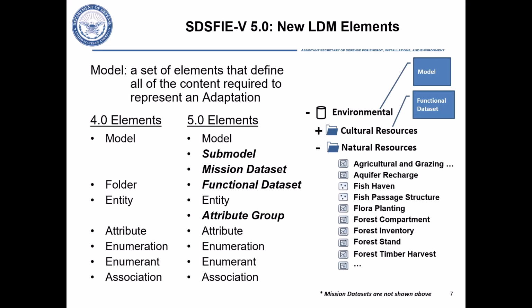The most fundamental SDSFIE-V element, the model, can, from a component perspective, be defined as a set of elements that define all of the content required to represent an adaptation. So, as we now know, the key differences between SDSFIE-V 4.0 and 5.0 is the variety of element concepts that can be housed within a model. In 5.0, we have a significant expansion of element types, as well as the change from entity level to model level attribute uniqueness. Each of these types requires examination and an understanding of how these new pieces fit with the existing elements and each other.